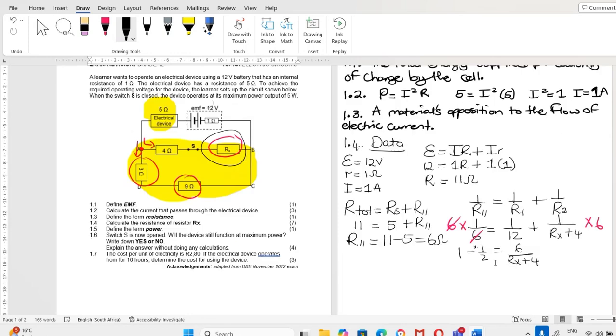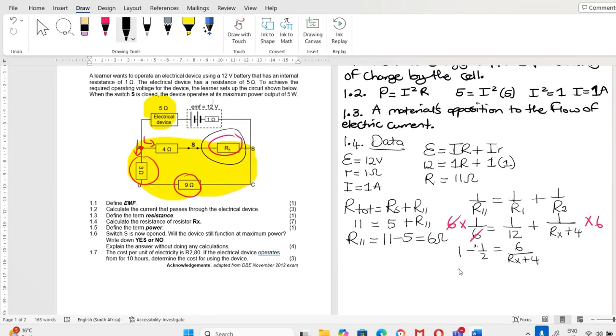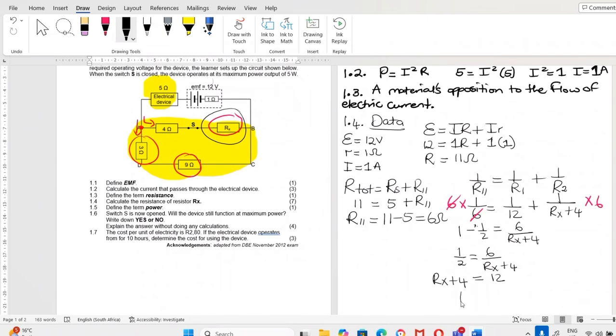And then we could say there a half is equal to 6 over Rx plus 4. Then we could cross multiply and say Rx plus 4 is equal to 12. Then subtract 4 from 12, Rx should be equal to 8 ohms, and that's the value of Rx.